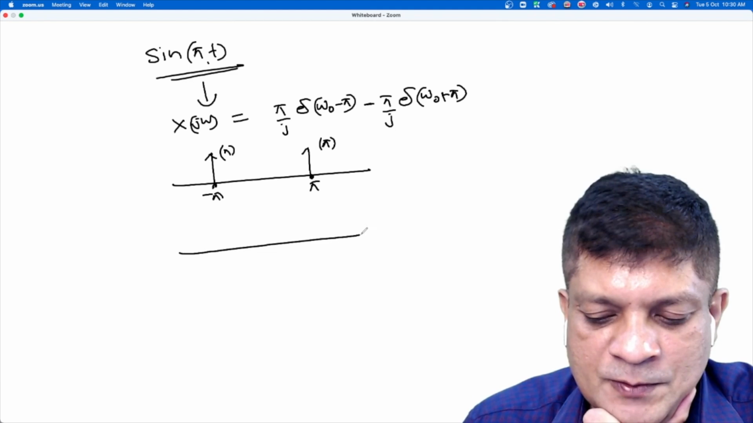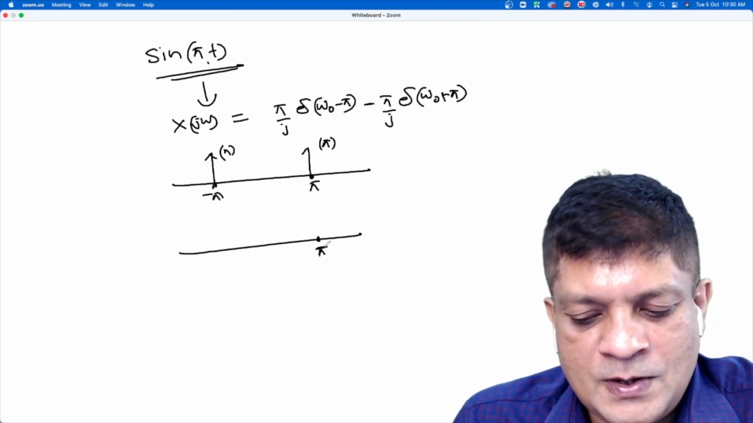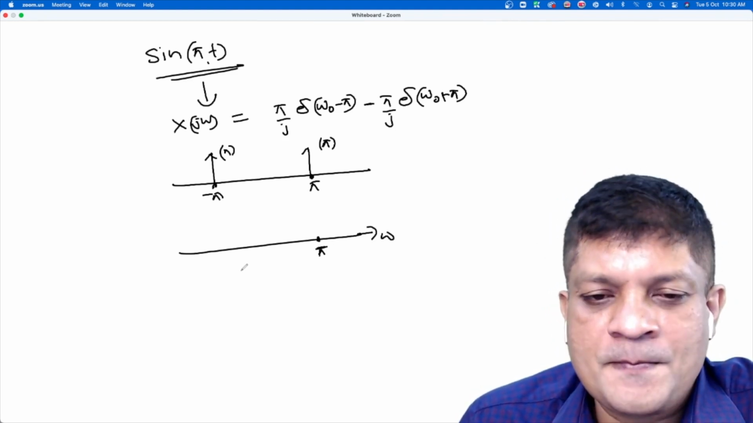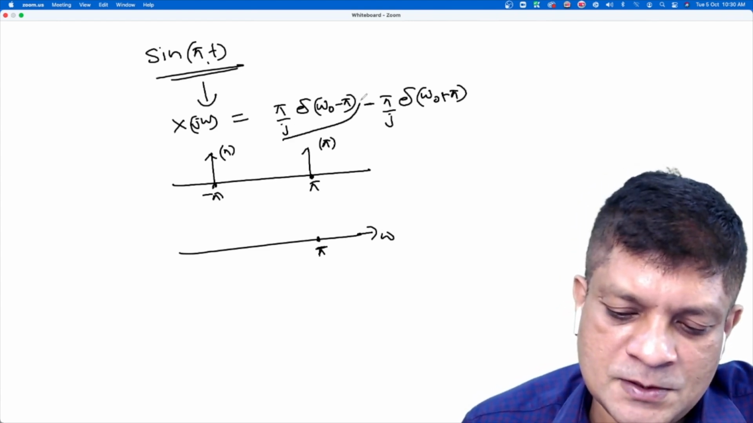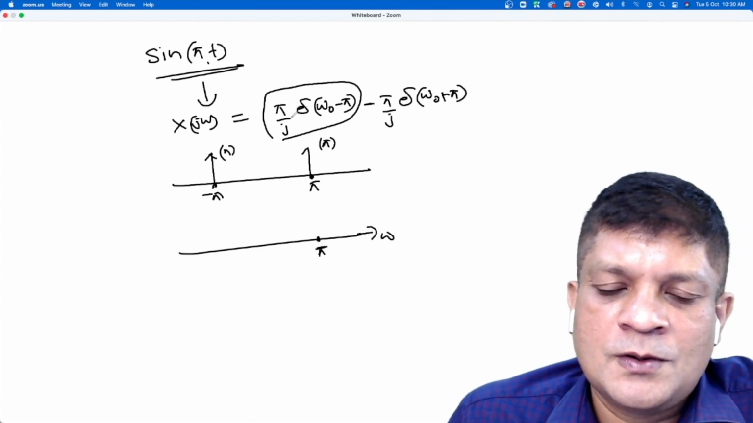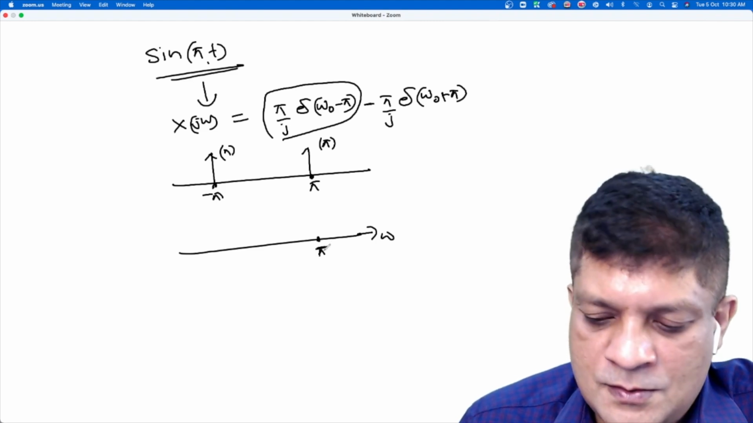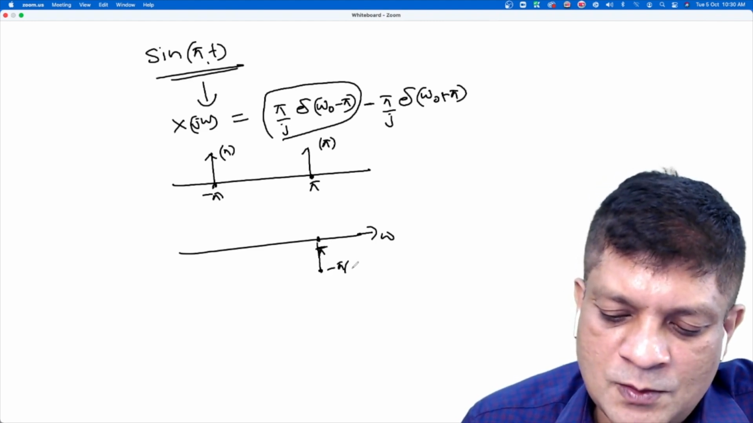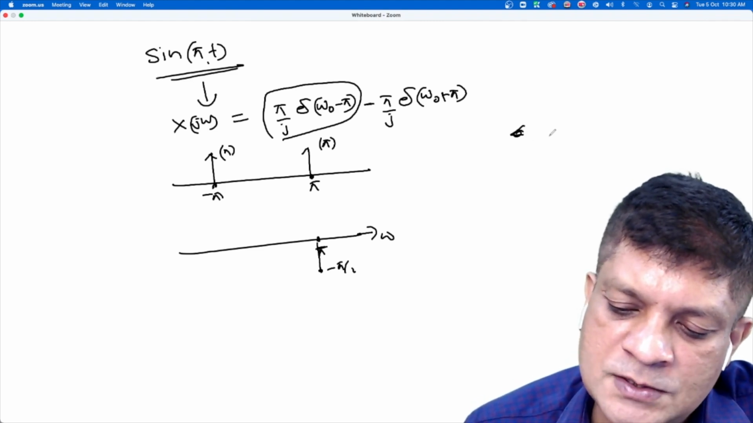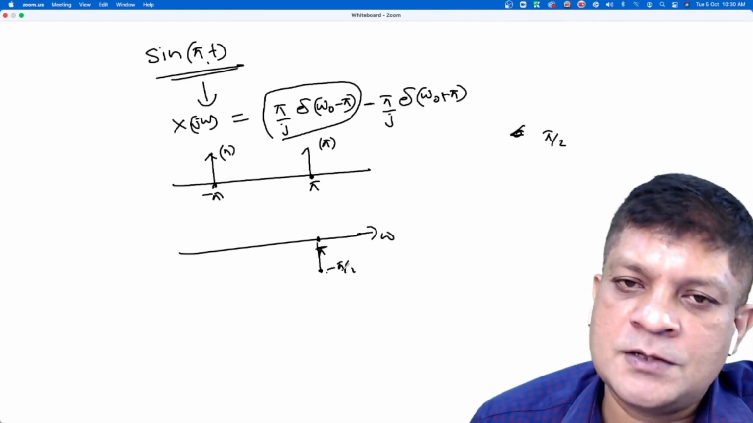Now what about the phase spectrum? What is the value of the phase when omega is pi? This term, when omega is minus pi, this term is non-zero. Then it is minus pi by 2, because the phase angle of j is pi by 2. Since this is in the denominator, it is minus pi by 2.